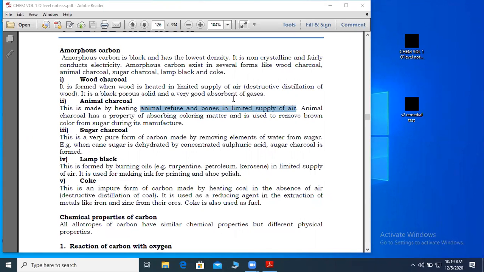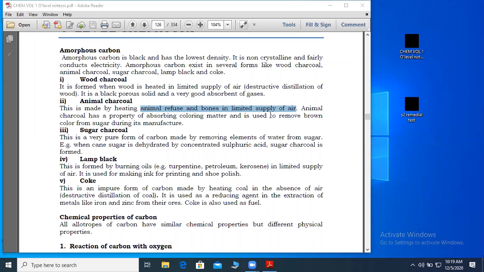So you just put animal bones in limited supply of oxygen. Now, the most important use of animal charcoal, if I ask you for the use of animal charcoal, is the only use that you should give. We took you to Kakira, in the sugar factory. That is the most important use of animal charcoal.